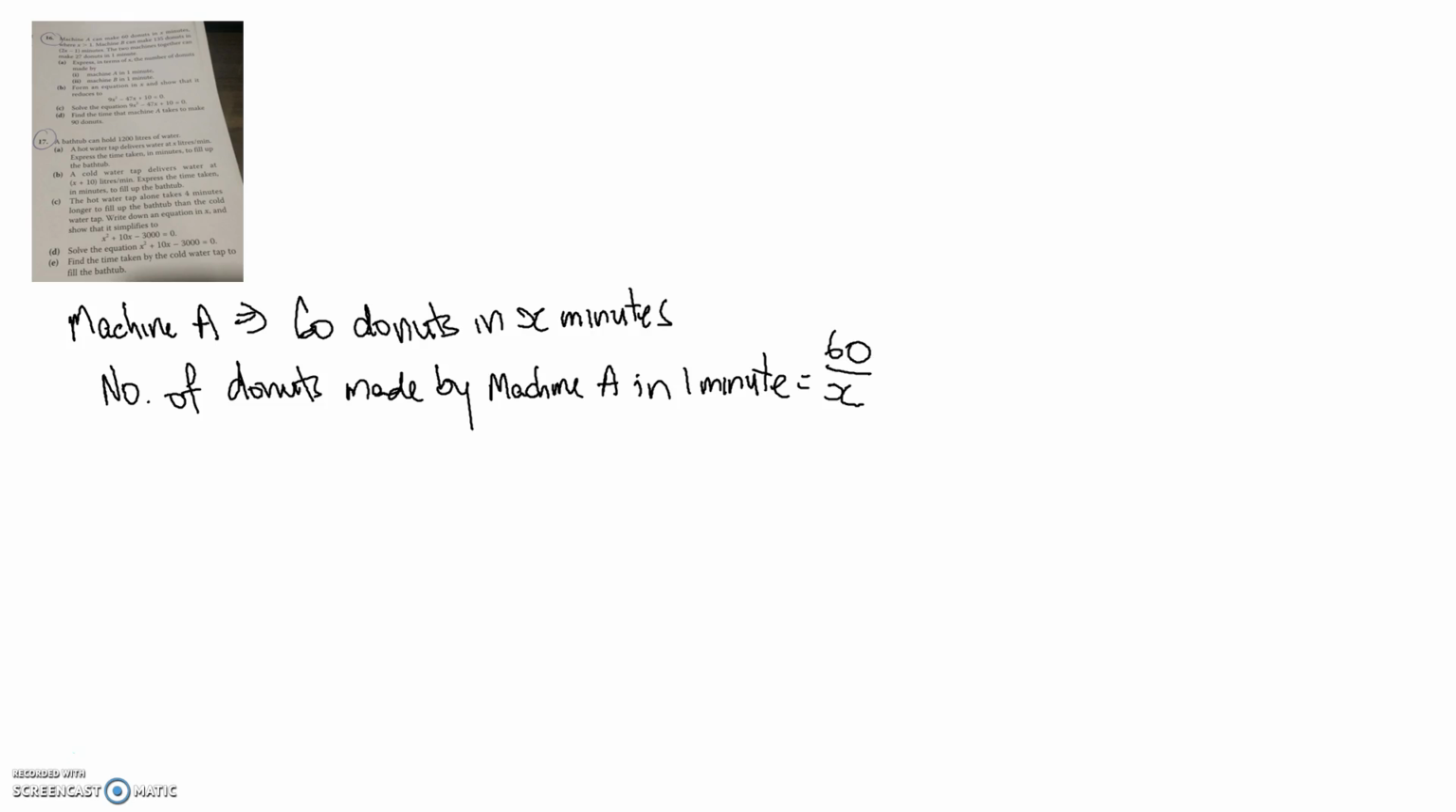Okay, so in the same light, this is A part 1. A part 2, machine B, same thing. You're looking at the question, it says it makes 135 donuts in 2x minus 1 minutes. So number of donuts made by machine B in 1 minute is 135 over 2x minus 1. Okay, so these are the answers very quickly to A part 1 and part 2.